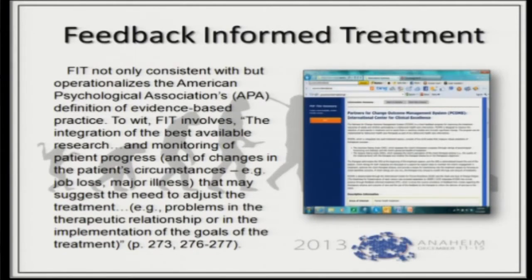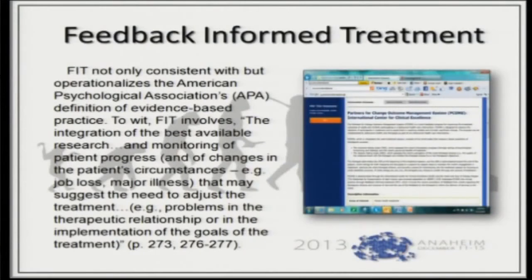Well, what do you adjust if you're going to adjust the treatment? Look at the definition. Again, this is straight out of APA's definition, which was published in May 2006 in the American Psychologist. And it says, problems in the therapeutic relationship or in the implementation of the goals of treatment. That is evidence-based practice. In other words, evidence-based practice is a verb, not a noun. And what we have to do is monitor and measure to make sure that our clients are getting what they came for in the treatment process.